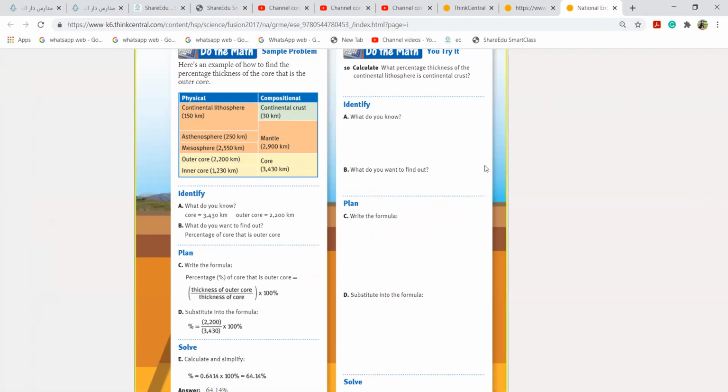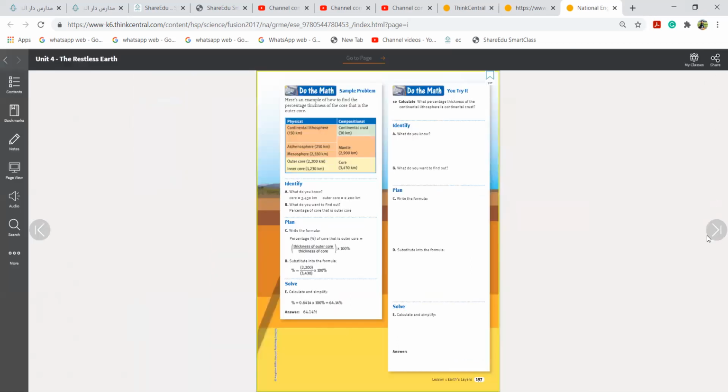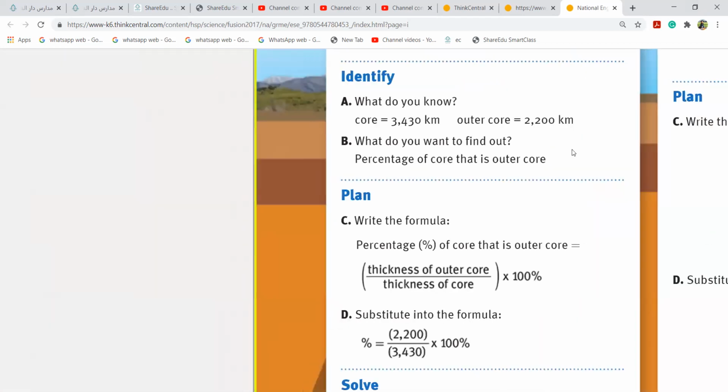And asthenosphere, mesosphere, outer core and inner core. You can just call the continental lithosphere the lithosphere. So the layers are lithosphere, asthenosphere, mesosphere, outer core, and inner core. This is what you have to know in this lesson: what each layer is and where it is.